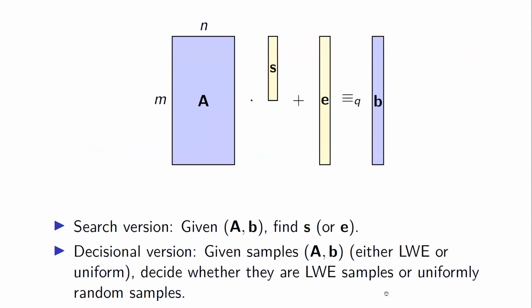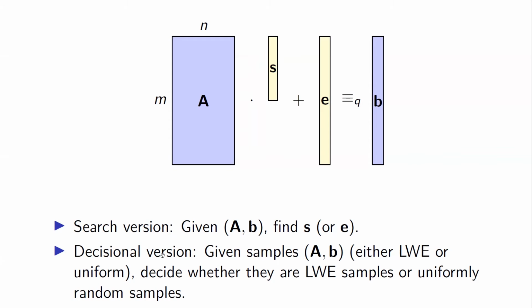And in the picture form, I write this. A and B in this purple color are public information, where S and E are the private information that we are trying to retrieve. Okay, so solving either S or E is sufficient for us to solve the other. So the search version is: given A and B, find S or E.